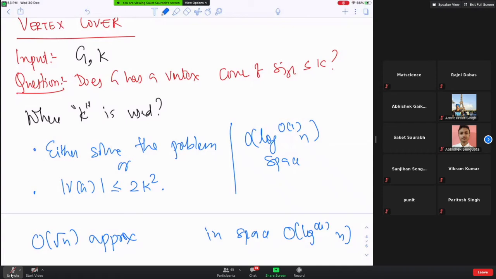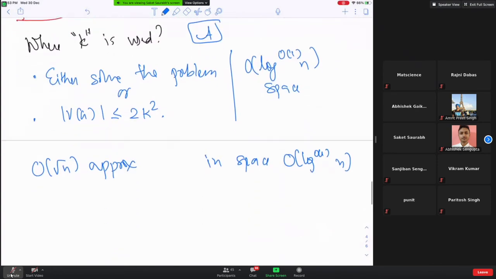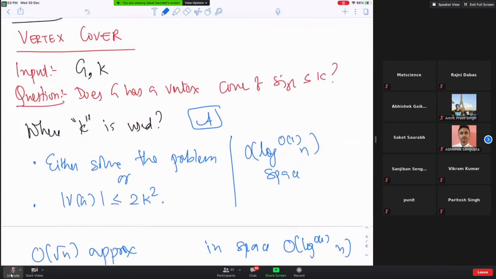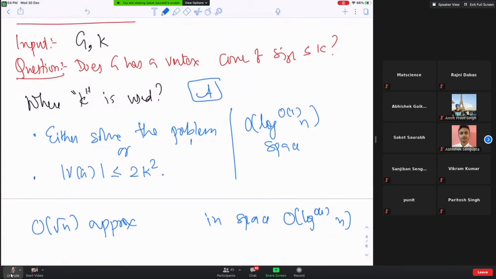So all I'm trying to tell you is that for this decision version of the vertex cover problem, I have an algorithm A which does the following thing. If I give it G and K, it either solves the problem or tells me the number of vertices in my graph is at most 2k squared. And it is able to do this in polylog space. Using this, I want to say that, when it solves the problem, maybe it returns a vertex cover.